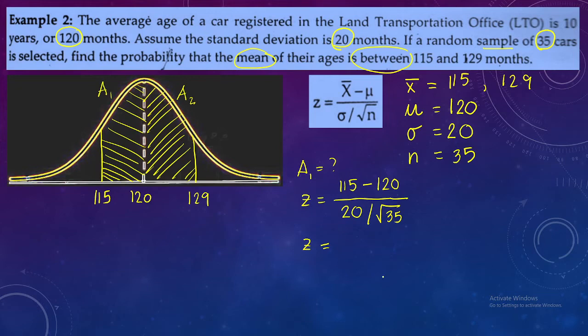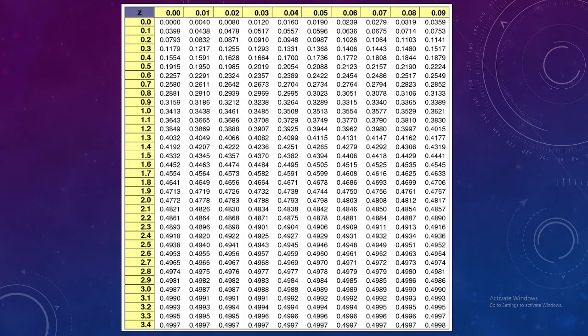1.5, sir. Is it negative or is it positive? Negative, sir. Negative, in two decimal places only. 1 point... is it 48? Okay. So we have here 1.48. Now let's go to our z table. Look for 1.48. 1.4 is over here, then 8. There you go.